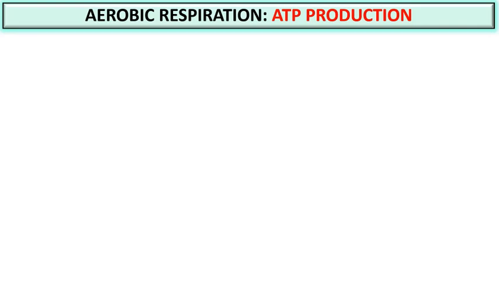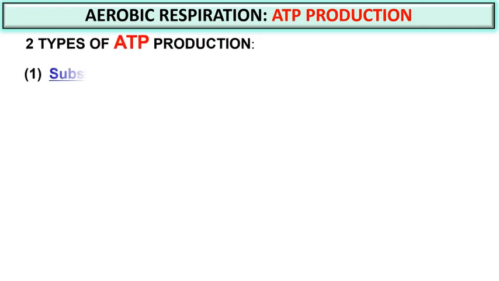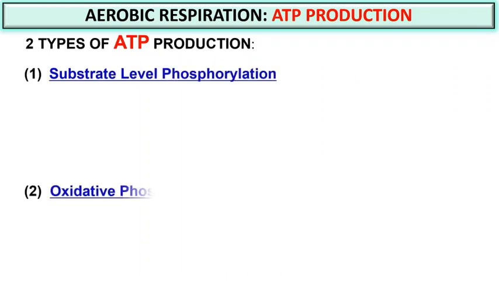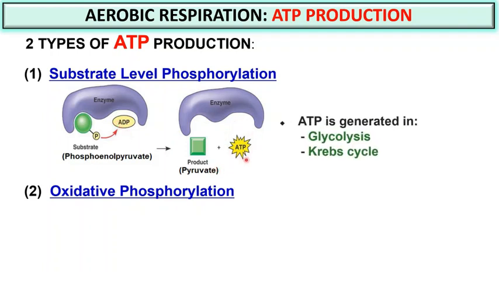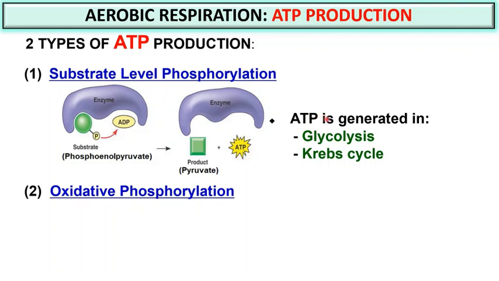Just now we know that aerobic respiration will produce ATP. So how will the ATP be produced? It can be produced by substrate level phosphorylation or by oxidative phosphorylation. During substrate level phosphorylation, an enzyme will transfer a phosphate from the substrate to ADP, and the ADP will become ATP. Usually, this kind of ATP is generated during glycolysis and Krebs cycle, and only a small amount of ATP will be produced in this way.